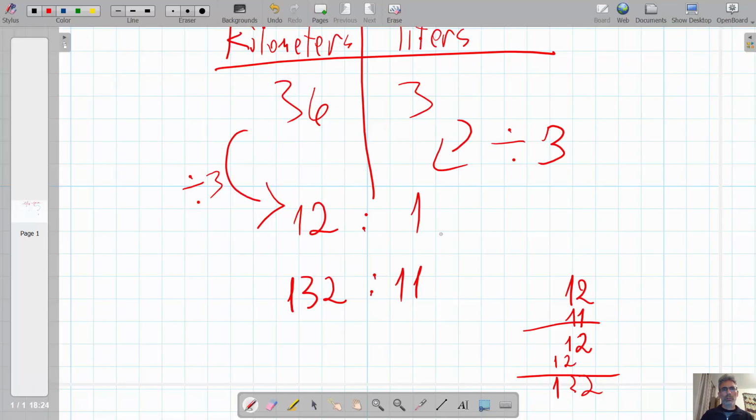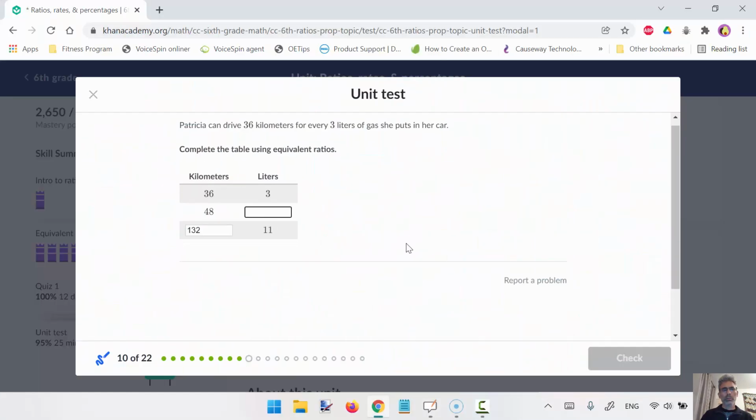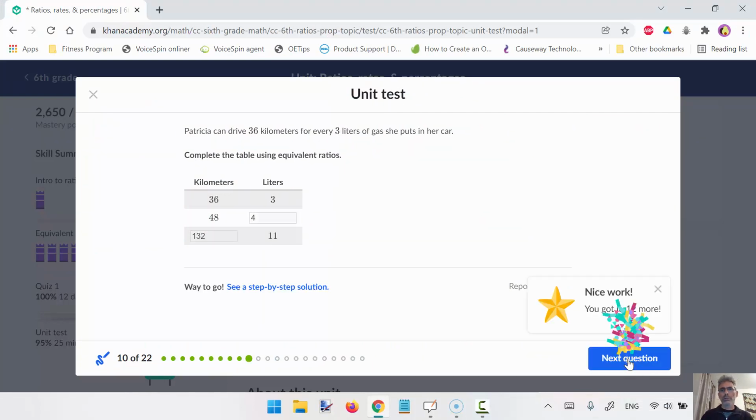38 kilometers divided by 12 is 4. 4 times 12. Right.